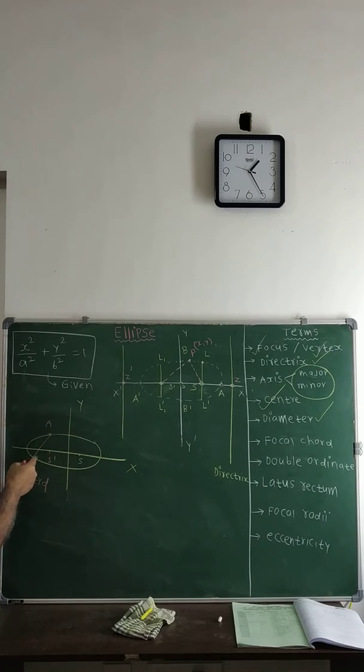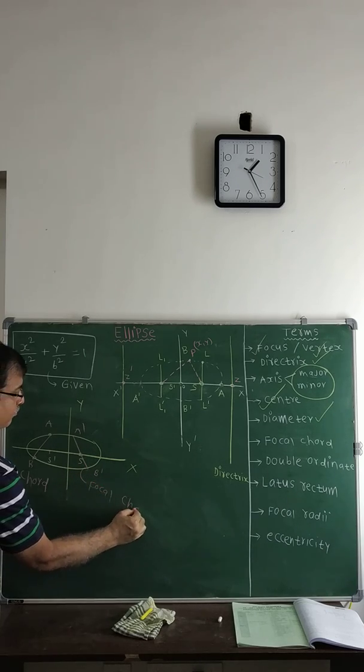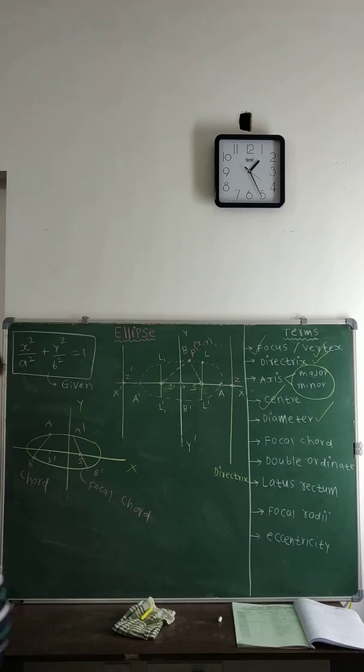But if this chord passes through any one of the foci, then this becomes a focal chord. For example, something like this, maybe A dash, B dash. Again, this is a line connecting 2 points on the ellipse, but this line is passing through the focus, so it is a focal chord. So a chord is a straight line connecting any 2 points on the ellipse, but if this line happens to pass through the focus, either S or S dash, then this becomes a focal chord. Same concept as in the ellipse. So that is called focal chord.